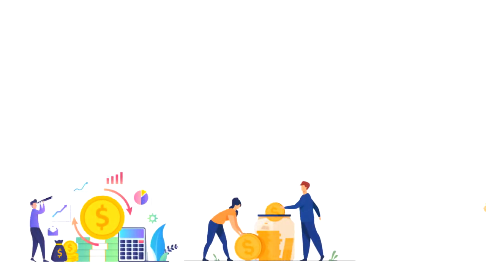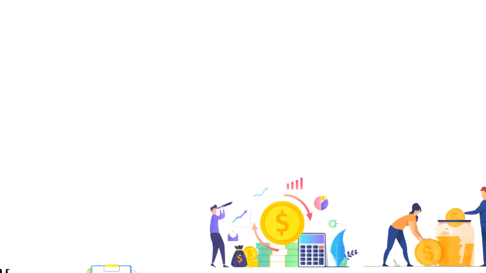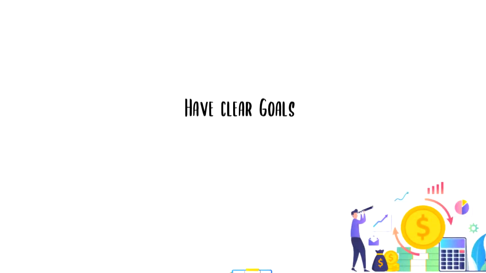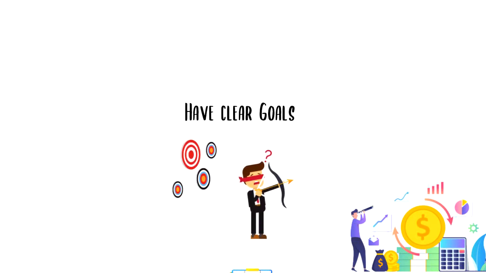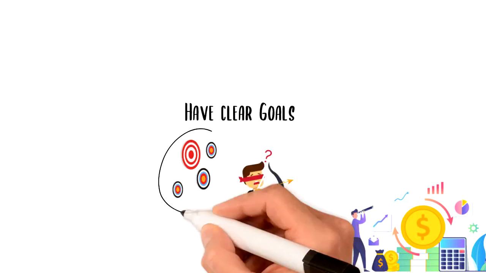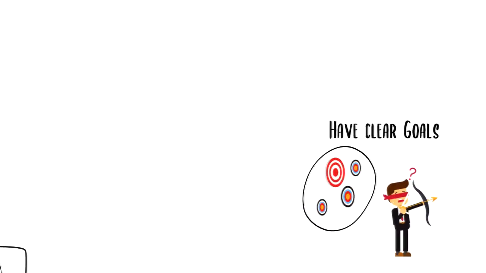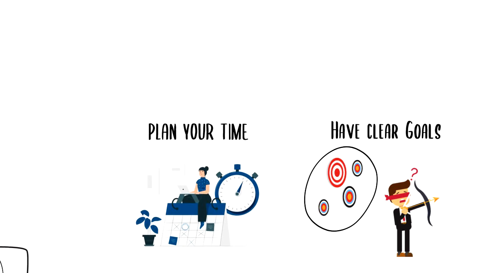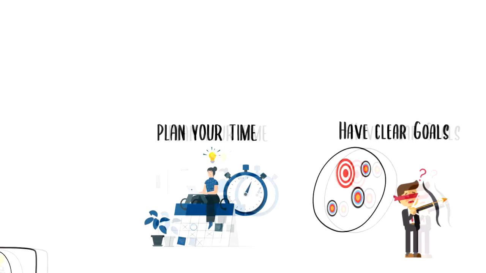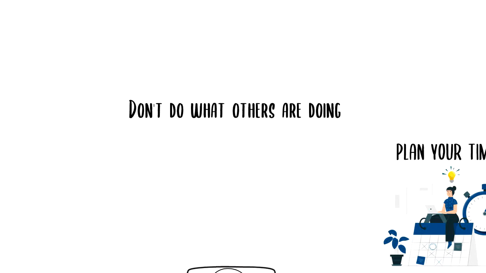Here are some strategies that you can practice to ensure that you are focusing on the right things in your life. First, have clear goals. If you don't have clear goals, then you will not be able to focus on the right things because your goals are what you should be following. Second, plan your time. You need to have a daily and weekly schedule that you can follow to ensure that you don't get distracted.